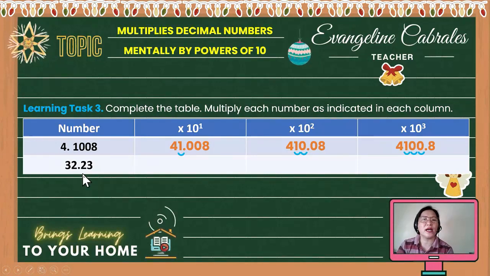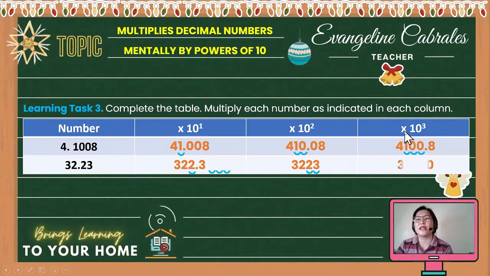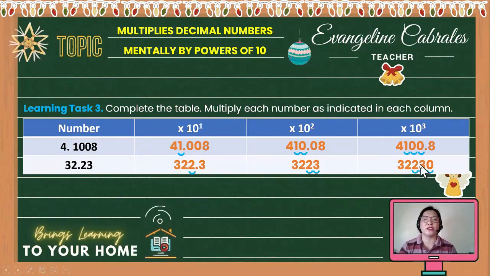32 and 23 hundredths times 10 to the power of 1 is 322 and 3 tenths. Times 10 to the power of 2 is 3,223. Naging whole number na siya. At times 10 to the power of 3 is 32,230. Balikan natin ha. Nandito ang decimal point, isang beses iniusod, napunta sa pagitan ng 2 at 3.